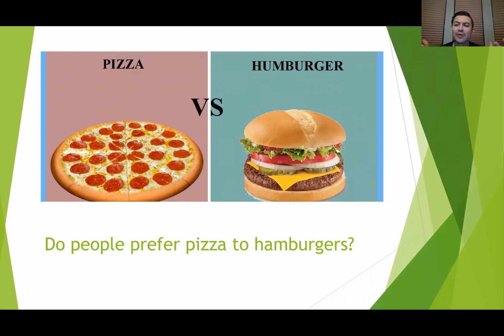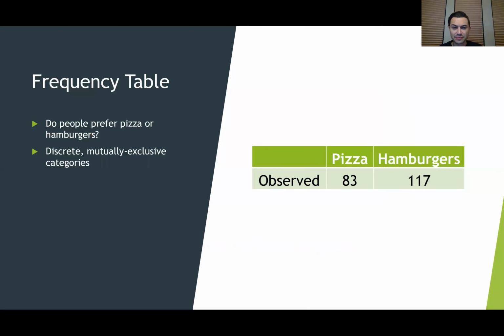So let's say that we go to a picnic, and at this picnic, there are 200 people. And we notice that some people are ordering hamburgers and some people are ordering pizza. Well, we want to determine, do people prefer pizza or do people prefer hamburgers, or is there really no preference at all? This is a very simple example of how we could use chi-squared to make this determination using statistical significance.